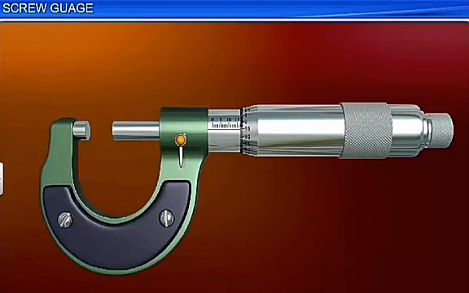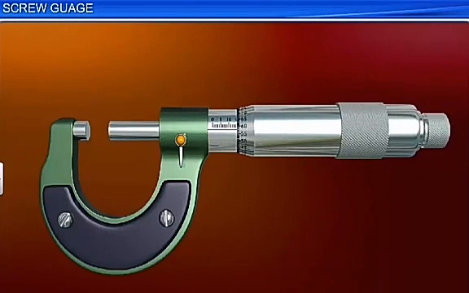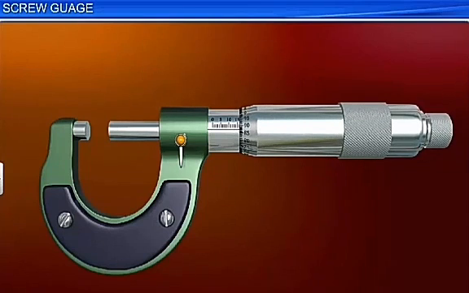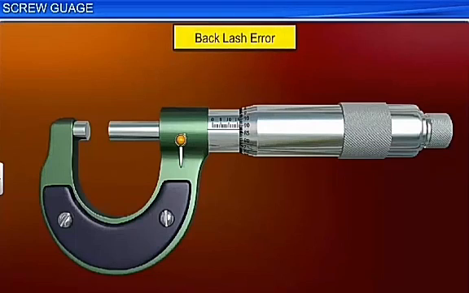Sometimes, due to wear and tear of the threads of the screw, the tip does not reverse immediately on rotating the head scale back. This is called backlash. This causes an error in the observation and is called backlash error. To avoid backlash error, the screw should be rotated in one direction only.